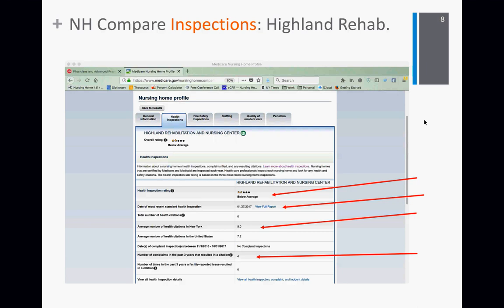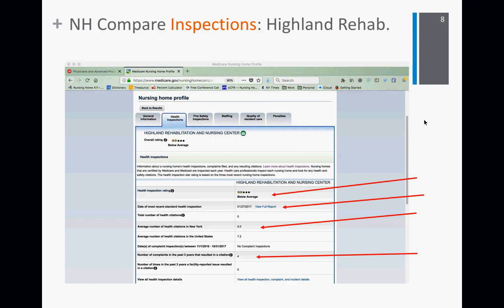Another nice thing that Nursing Home Compare does is it tells you the number of citations that the facility had, and it tells you what the average is for your state, here in New York, and what the average is for the United States. The average number of citations, we're just talking about health citations here, for the facility, for the state and for the country as compared to what the facility has. So here you can see that this facility was not cited at all in the last inspection cycle, that the average for New York is 5 per nursing home, and the average nationwide is 7.2.